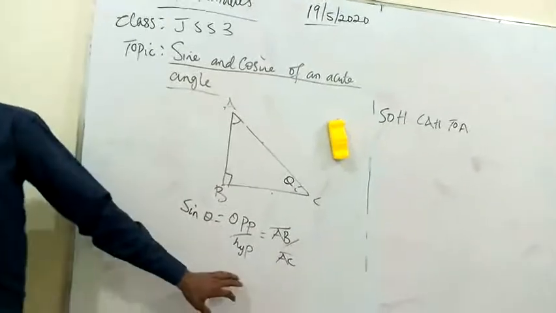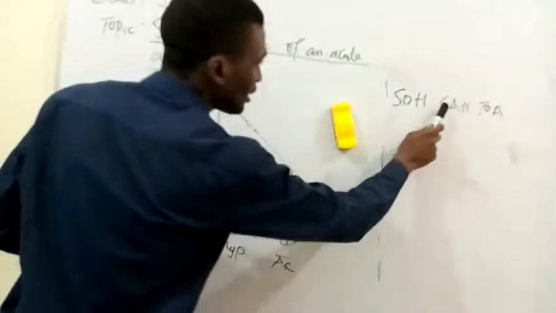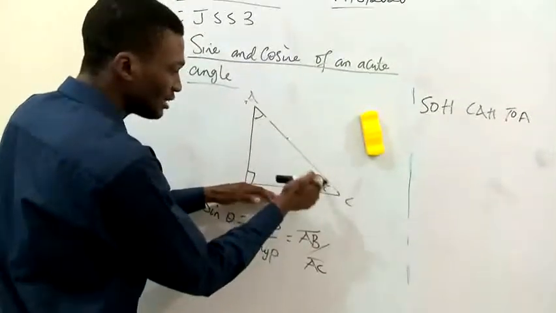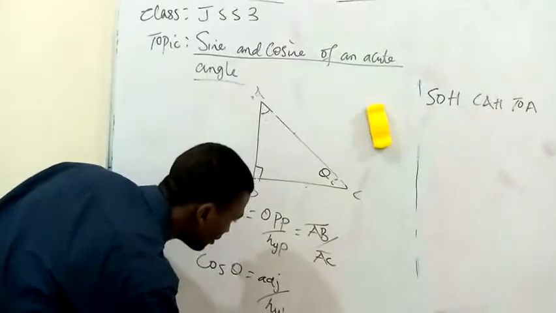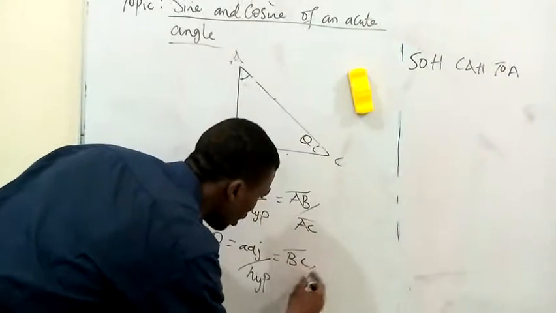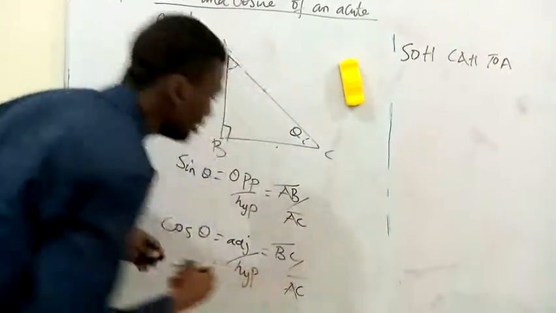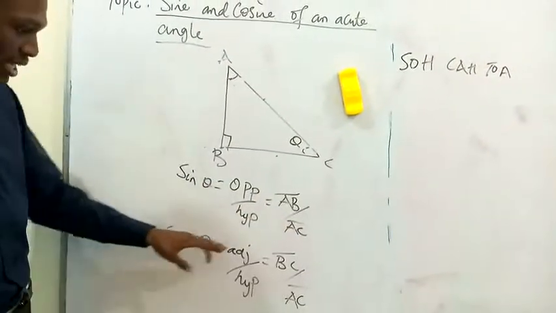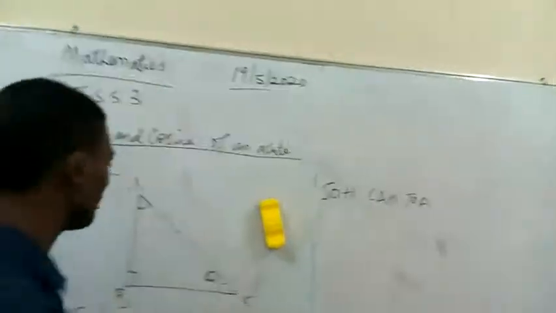If you want to get cos theta, from our SOHCAHTOA, cos theta is adjacent over hypotenuse. From our theta, the base side is the adjacent, which is line BC. So we have line BC all over our hypotenuse line AC. So sin theta is AB over AC, and our cos theta is BC over AC, given a right angle triangle.